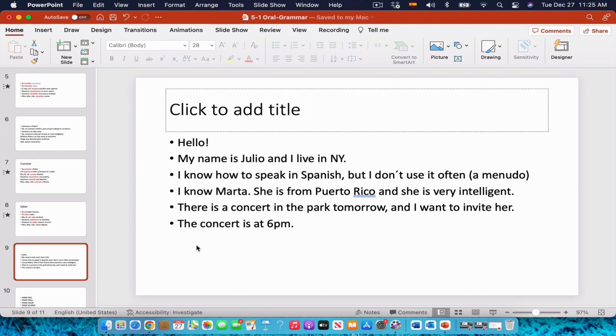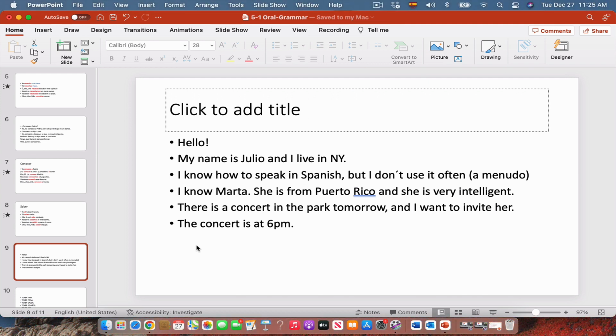There is a concert in the park tomorrow. So remember, there is hay un concierto en el parque mañana. And I want to invite her. Y yo quiero invitarla a ella. Okay? The concert is at 6 p.m. El concierto es a las, remember, at is a las 6 de la tarde.